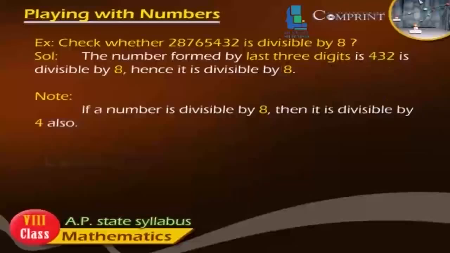Example, check whether 287,65432 is divisible by 8. Solution, the number formed by the last 3 digits, 432, is divisible by 8. Hence, it is divisible by 8. Note, if a number is divisible by 8, then it is divisible by 4 also.